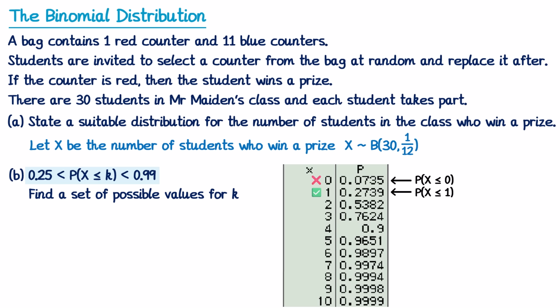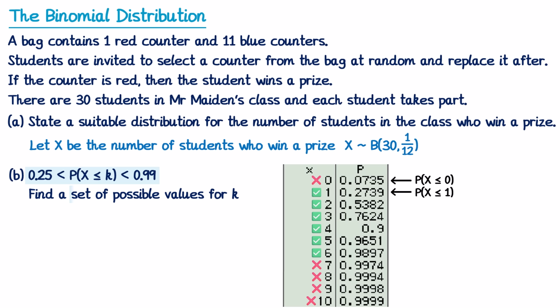In fact, it could be equal to 2, 3, 4, 5, or 6. Unfortunately, when we get to 7, the probability exceeds 0.99, so 7 is no good, and nor is 8, 9, or 10. In fact, any numbers beyond 10 will also not work. So what we've discovered here is that the k values could be any number between 1 and 6.